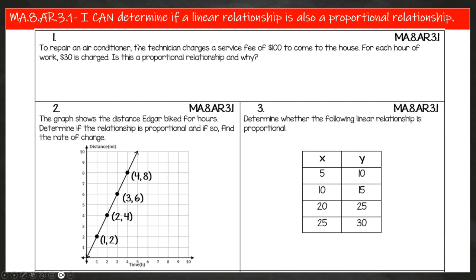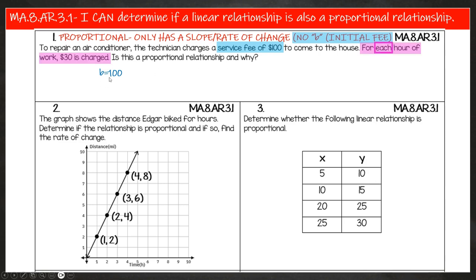So to repair an air conditioner, the technician charges a service fee of $100 to come to the house. For each hour of work, $30 is charged. The question is, is this a proportional relationship and why? So when we're looking at a word problem, and if we're trying to determine if it's proportional, the proportional has to have a constant slope or rate of change and no initial value, no B value. So when I look at this and I read this, the service fee of $100, well, that is my B. That is the initial fee. So because this has an initial fee of $100, this is a not proportional relationship because B does not equal 0.